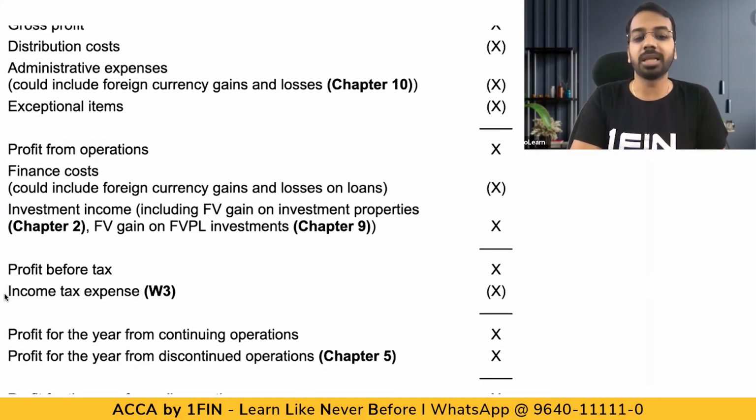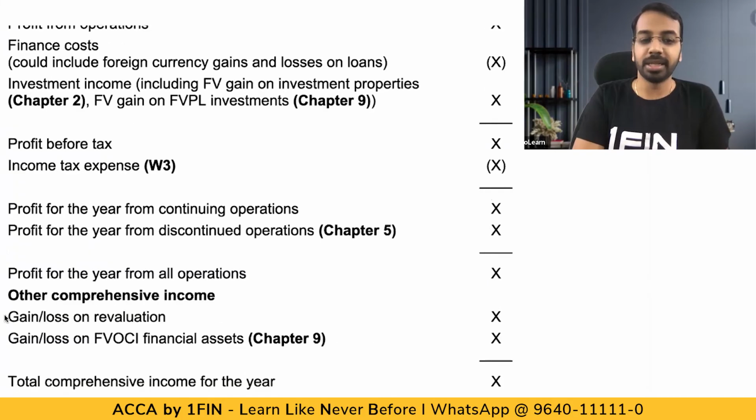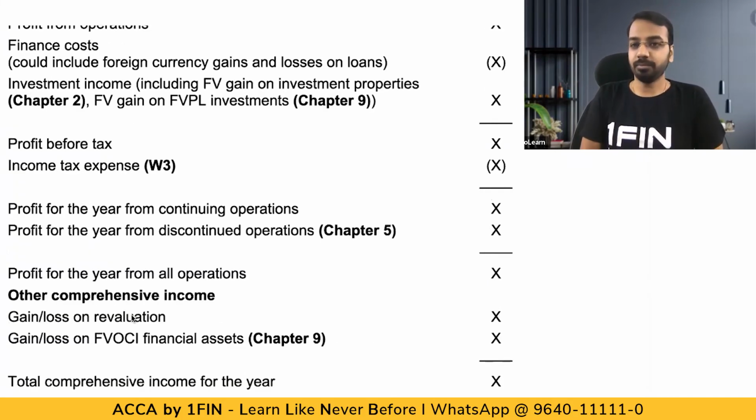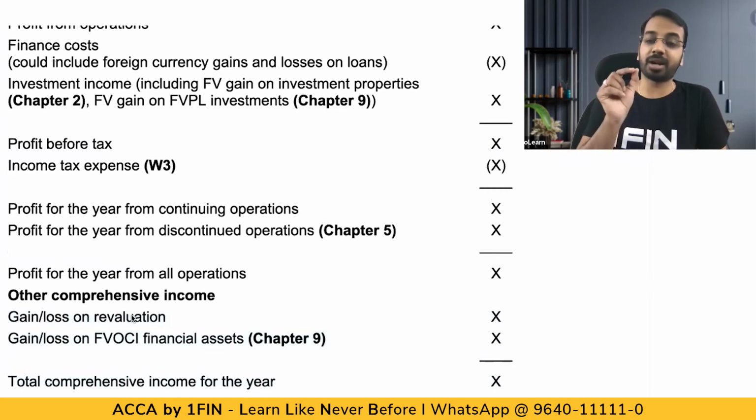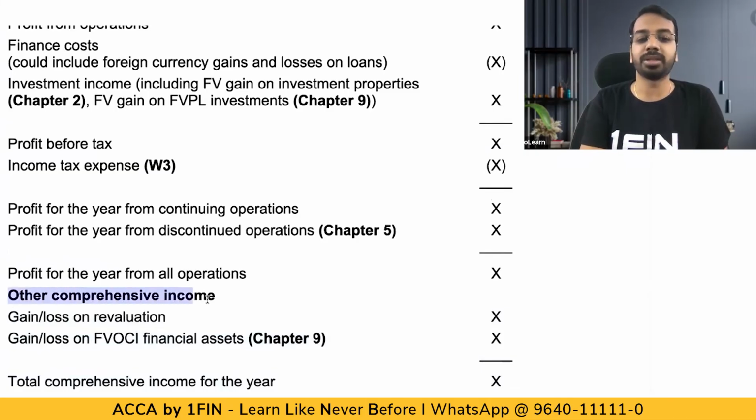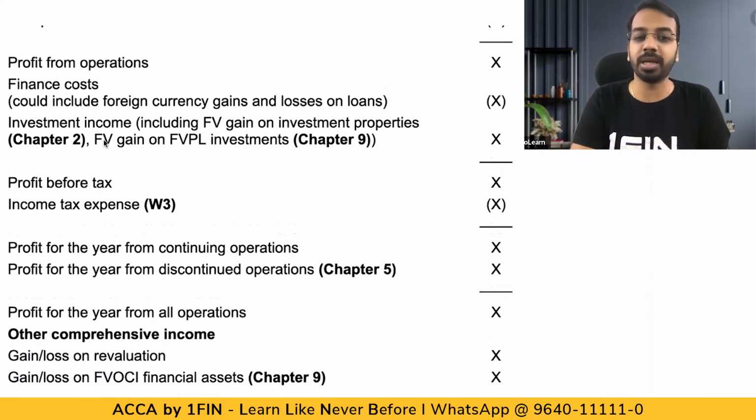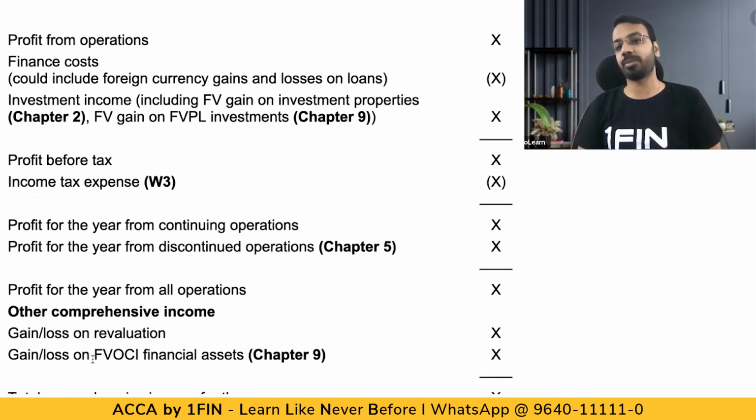Then you have other comprehensive income. I told you, right? Loss or gain on revaluation. You'll understand in the second chapter itself that there are non-current assets which can be revalued. If there is a gain or loss on revaluation, you will take it to other comprehensive income. Then similarly, gain or loss on some financial assets. Don't worry about the terminology here. For specific items, the specific standard will tell whether you take it to P&L or to other comprehensive income.